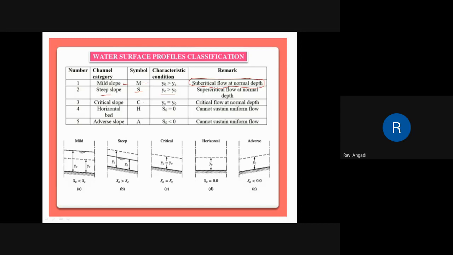Similarly, critical slope. Its symbol is C. The depth of flow in a channel, you can look at the picture here, it gives the conditions. So Yc is equal to Yo, critical flow at the normal depth. Horizontal bed H: the bed slope is 0, it cannot sustain uniform flow, horizontal flow. And adverse slope, its symbol is A. Its bed slope is less than 0, meaning the bed rises in this direction. It is negative, cannot sustain uniform flow. Okay, so these are the water surface profile classifications.